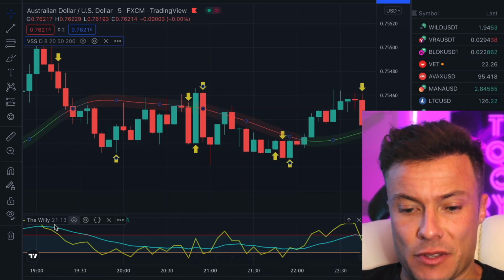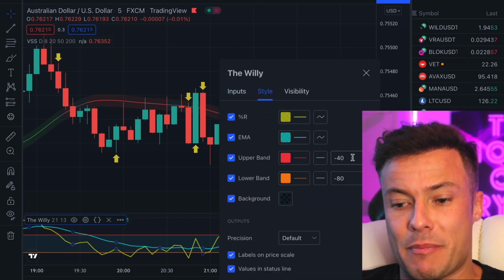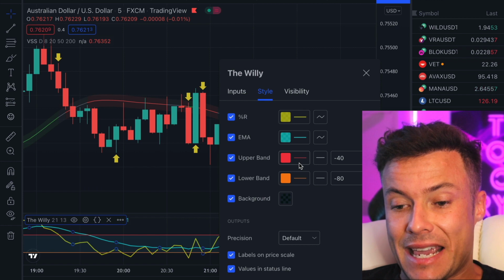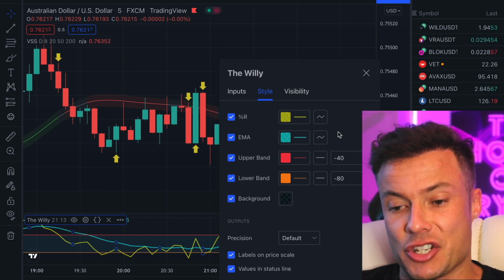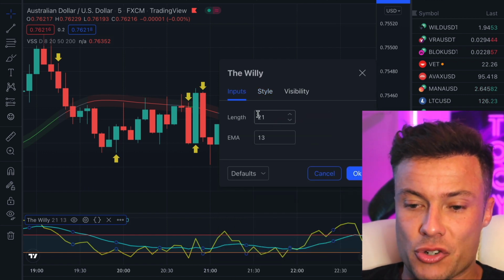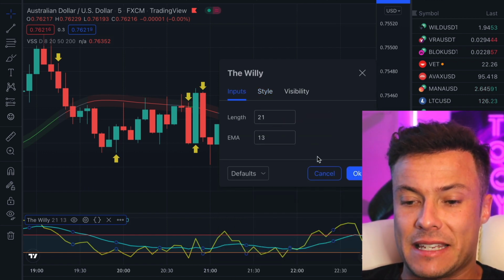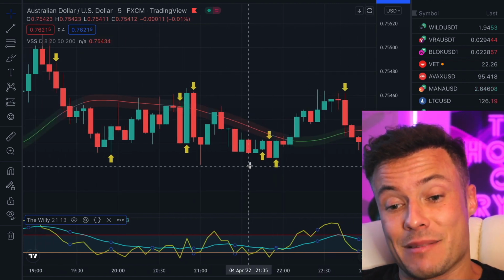Now down below, for this one, we just want to click on the settings. We want to click on style, make sure upper band is 40, lower band 80, and then change the colors to bright colors. Instead of having a dashed line, change it to a solid line here, and then go back to inputs and ensure that this is 21 and EMA is at 13. Okay, everything is good to go. So very simple steps, guys.